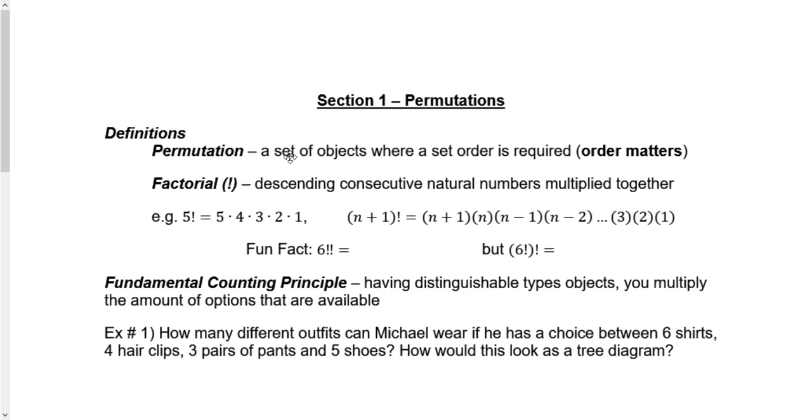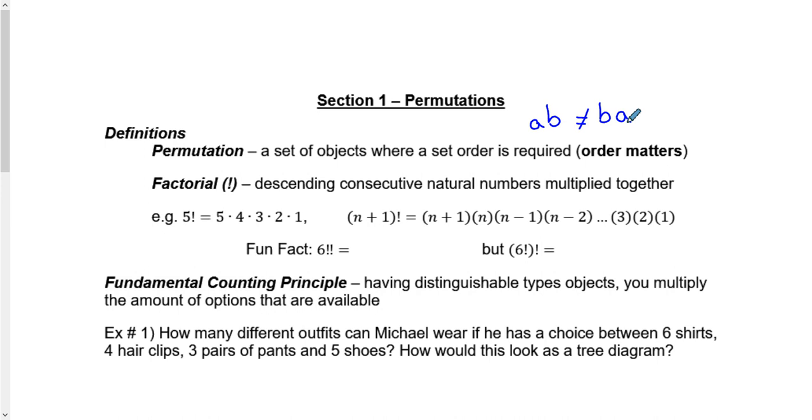A permutation is a set of objects where a set order is required, or in other words, order matters. Saying that if I do thing A and then I do thing B, it's not going to be the same thing as if I do thing B and then thing A.